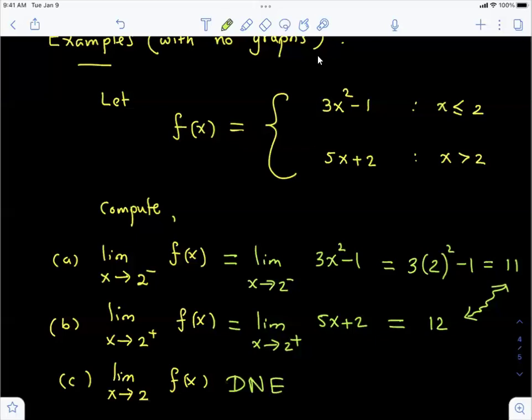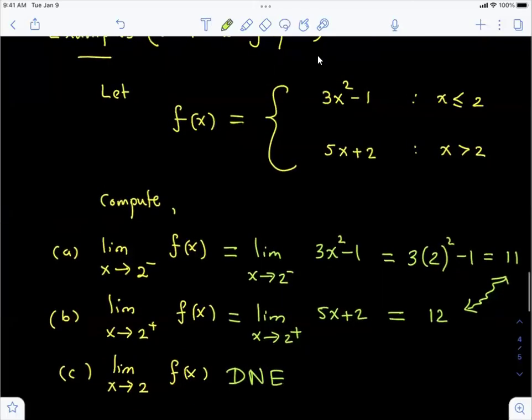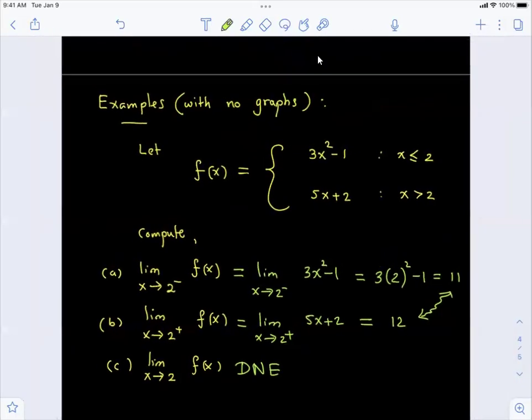Now, I told you right at the beginning, I'm not going to spoil. I was not about to spoil this example by giving you the graphical intuition. So why don't we look at it now?